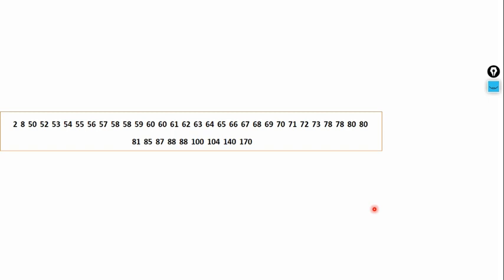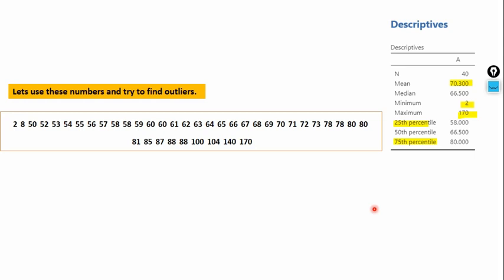Friends, we have a data set. Let me show you how to prepare a box plot and how to find the outliers. Let's use these numbers to find the outliers. If I calculate descriptives of this data set, there are 40 numbers. The mean is 70.30, the median is 66.5, the minimum is 2, and the maximum is 170. Q1 is 58, Q3 is 80, and Q2, or the median, is 66.5.